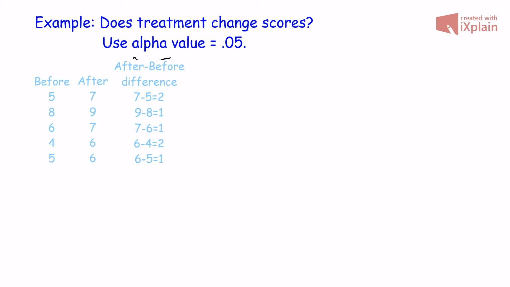It doesn't really matter which way you subtract. You could do before minus after or after minus before. In this case, I chose to do after minus before. You just have to make sure that you do it the same way for every individual. So the second row of data is a second person. That person's difference was 1, and so on. You can go down and see how we did that for each person.